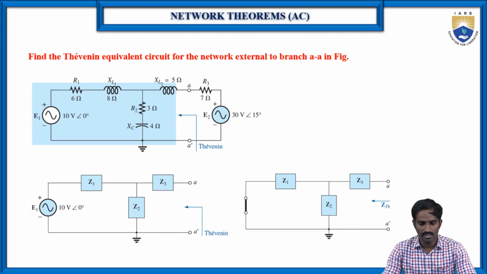So here in this circuit, we have to draw the Thevenin's equivalent circuit, or find the parameters of the Thevenin's equivalent circuit, between the terminals A and A dash. As we know, the Thevenin's equivalent circuit consists of the Thevenin's voltage and Thevenin's resistance in series with the load resistance. Here the load resistance we can consider as R3, which is 7 ohms.